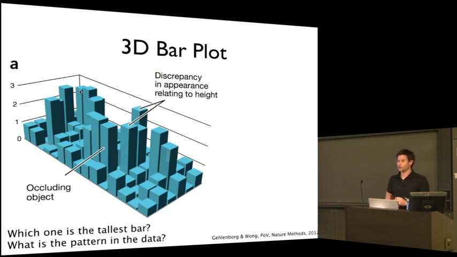So which one would be the tallest bar? That's a very simple test to actually demonstrate that this is not working at all. Which one would be the tallest bar? It's very hard to tell. But the other question is even more interesting. What is the pattern in the data?